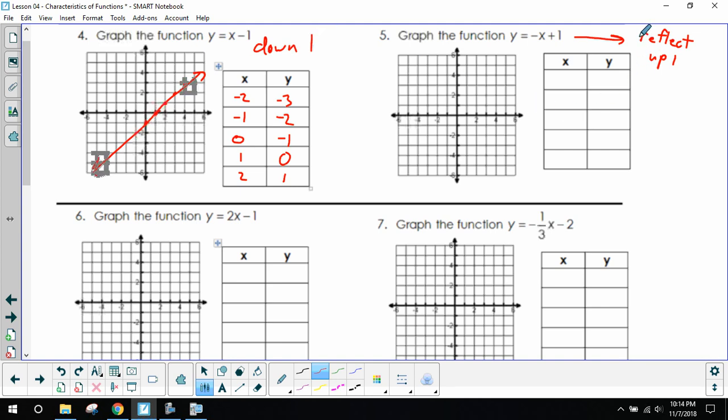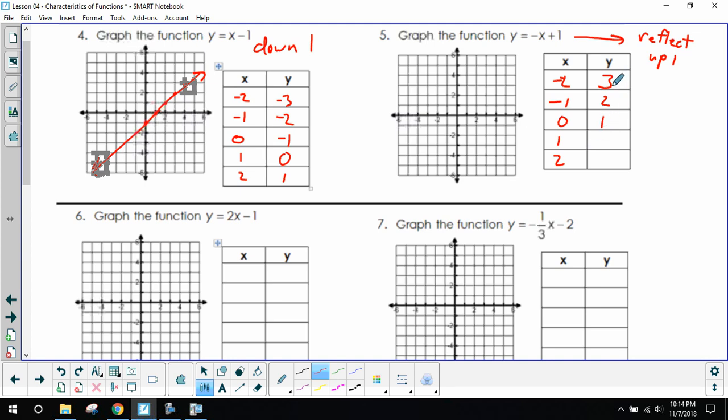Plug it in. Guys, 2 negatives make a positive. 2 plus 1 is 3. Negative, negative, that's a -1. Times that negative makes it a +1. 1 plus 1 is 2. 0, no such thing as a -0, so it's 0 plus 1, so it's 1. You see the pattern? We're going down by 1. Okay, so -1 is 0. -2 plus 1 is -1.